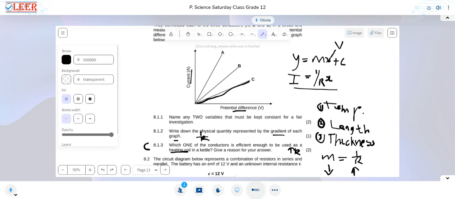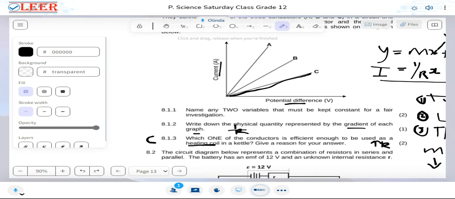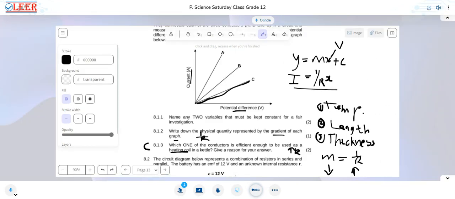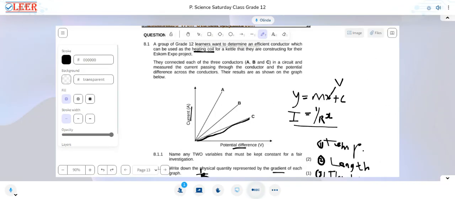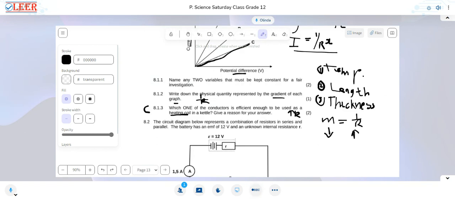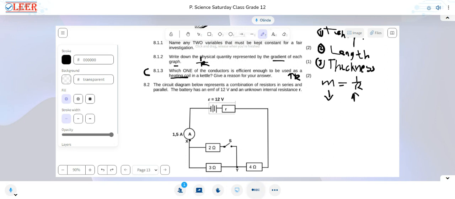Then they say give a reason for your answer. The reason is that it has the highest resistance. The higher the resistance of a conductor, the more heat it produces in the conductor if the current is constant. That will be your answer. Okay, cool. And that is 8.1. Now we're moving on to 8.2.